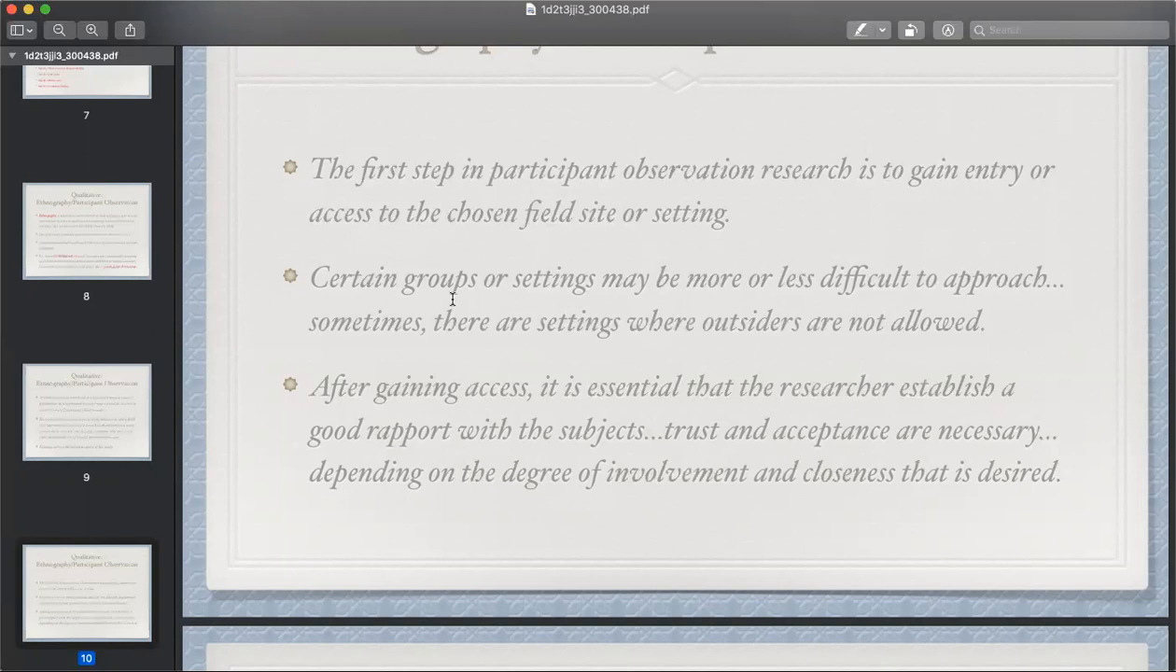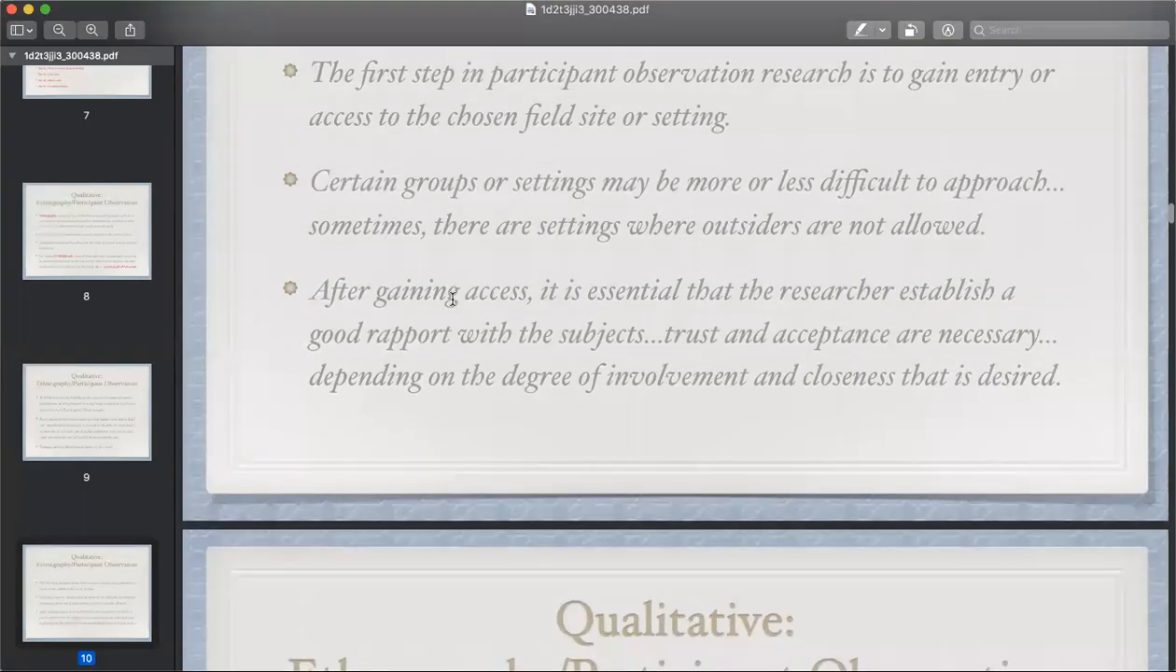We have to develop this good rapport, right? Developing a good rapport allows for trust and acceptance to increase, right? It influences our degree of involvement. It influences how close we can get to the individuals that we are studying.